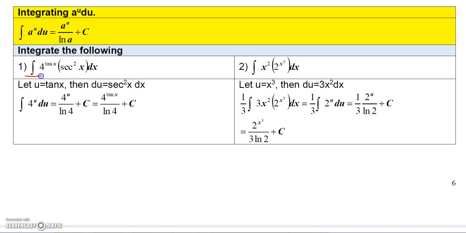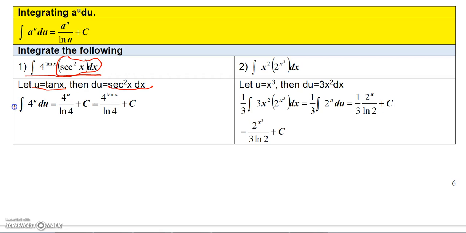So here I've got 4 raised to the tangent of x times secant squared x dx. So here a is 4, and so I would have to let u be the tangent of x, the exponent there. And then if this part right here turns out to be du, then I'm in good shape. So let's see what du is. Du would be the derivative of tangent, which is secant squared x times dx. So that's exactly what I have there.